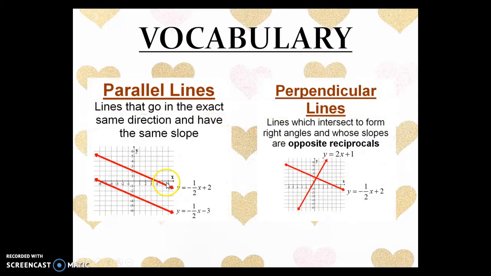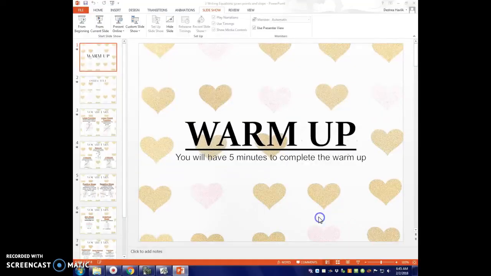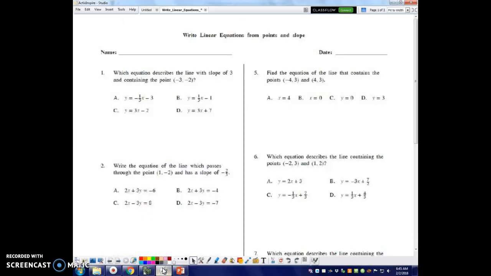Parallel lines have the same slope and never touch. Perpendicular lines cross at a 90-degree angle and have opposite reciprocal slopes. So your worksheet for today. I'm going to do a few examples with you, and then you're going to be free to do things on your own.